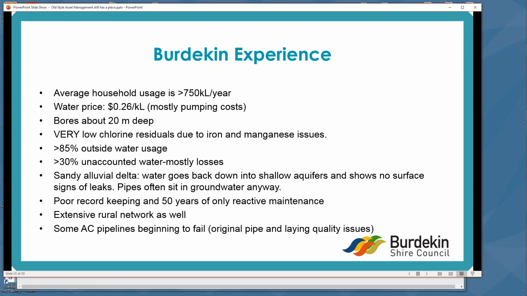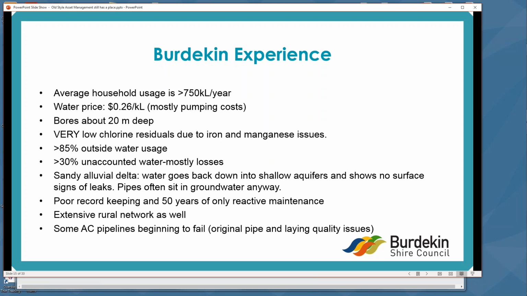At least 85% of our water is used outside, and we estimate that about 30% of our water is unaccounted, and mostly that's made up of water losses. Nearly everything is metered now. When we have a leak, because we're in a sandy alluvial delta, the water generally gravitates downwards back into the aquifers, and you don't see any sign of the leaks on the surface. In fact, many of the pipes sit in groundwater for considerable parts of the year anyway.